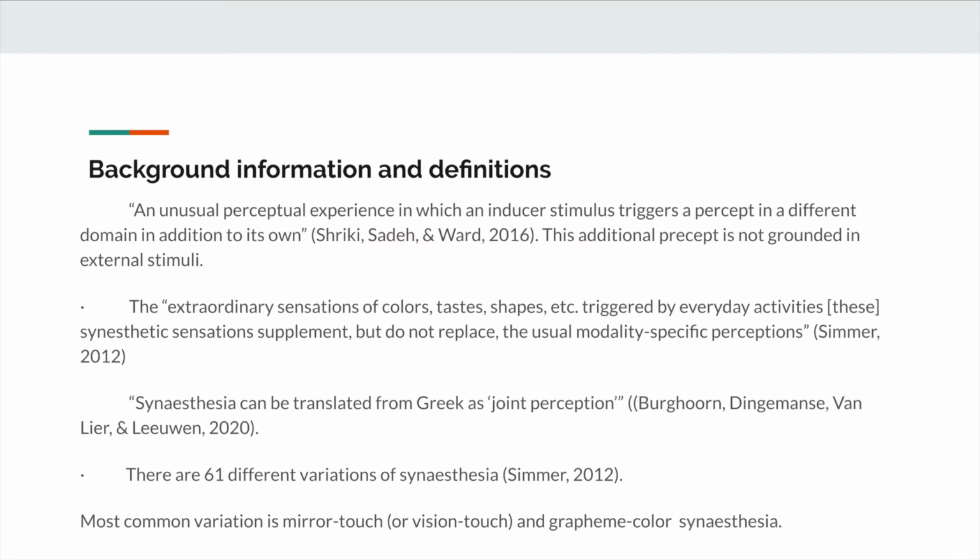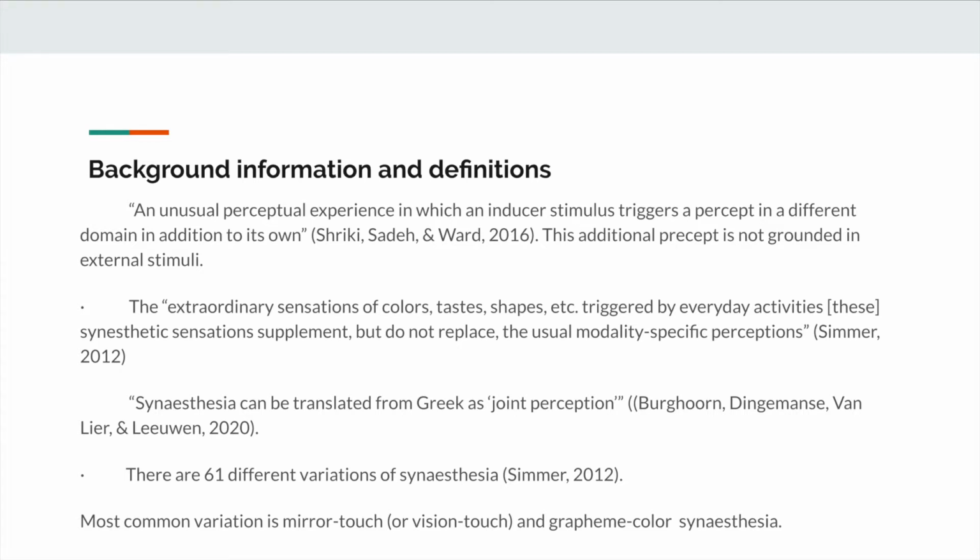Synesthesia is an unusual perceptual experience in which an inducer stimulus triggers a percept in a different domain in addition to its own, so someone could perceive the letter A as being red. And this additional percept is not grounded in external stimuli. So these accompanying sensations caused by synesthesia supplement but do not replace the usual modality-specific perceptions.